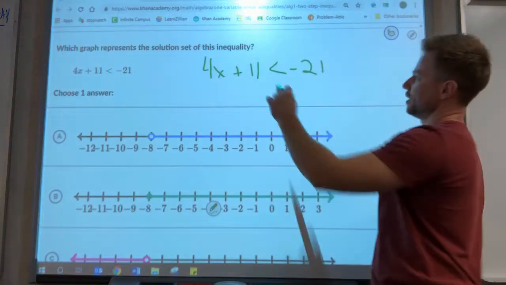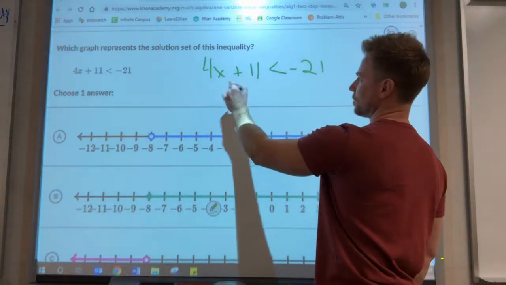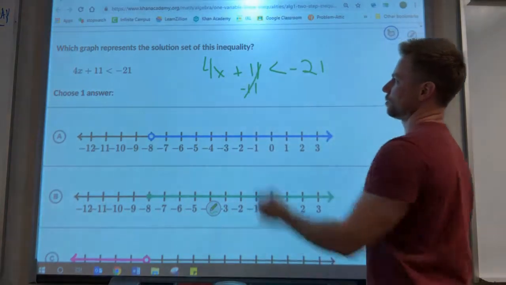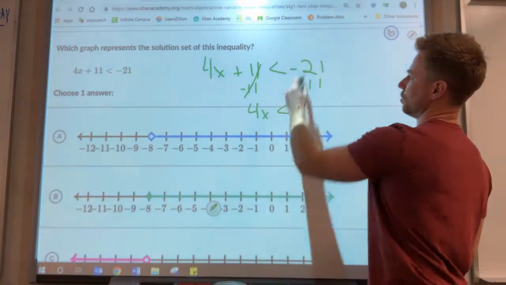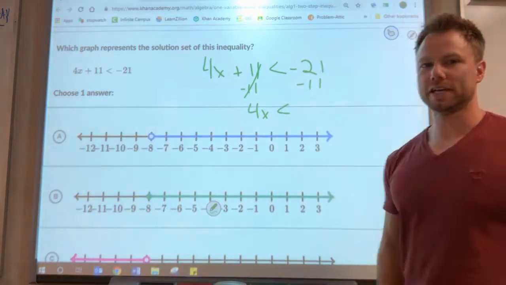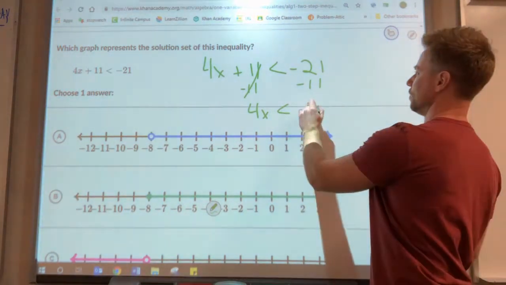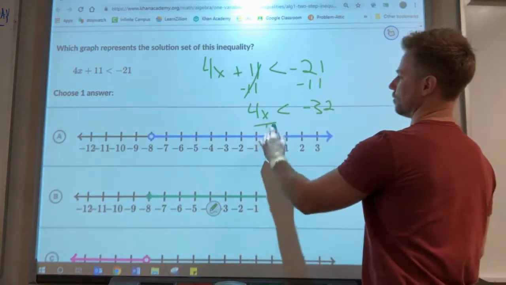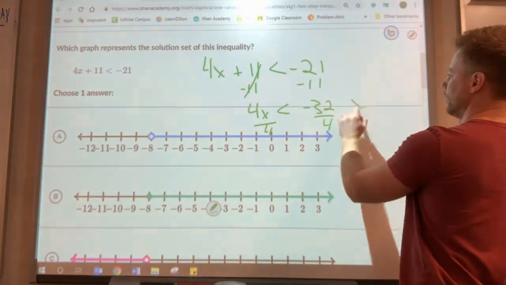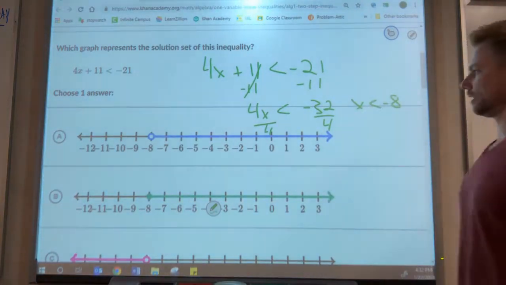Get x by itself, we need to get rid of this 11. It's a positive, so we subtract. We do the opposite. What you do to one side, you do to the other side. Notice these are both negative, so they are like. So we're going to add and keep the original sign. That becomes a negative 32. Divide by 4, divide by 4. X is less than negative 8.